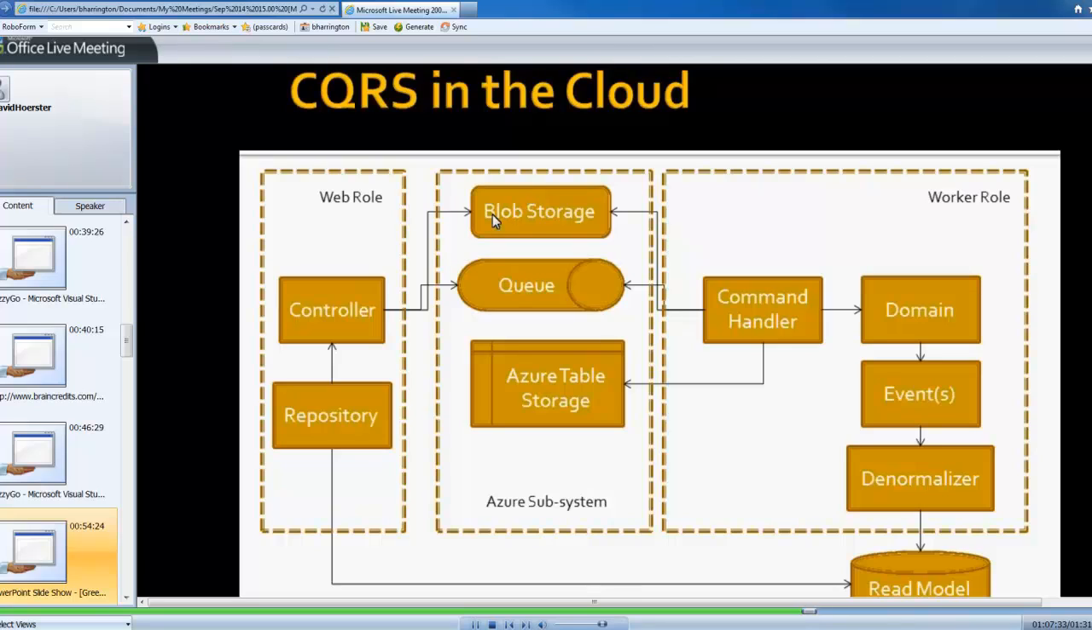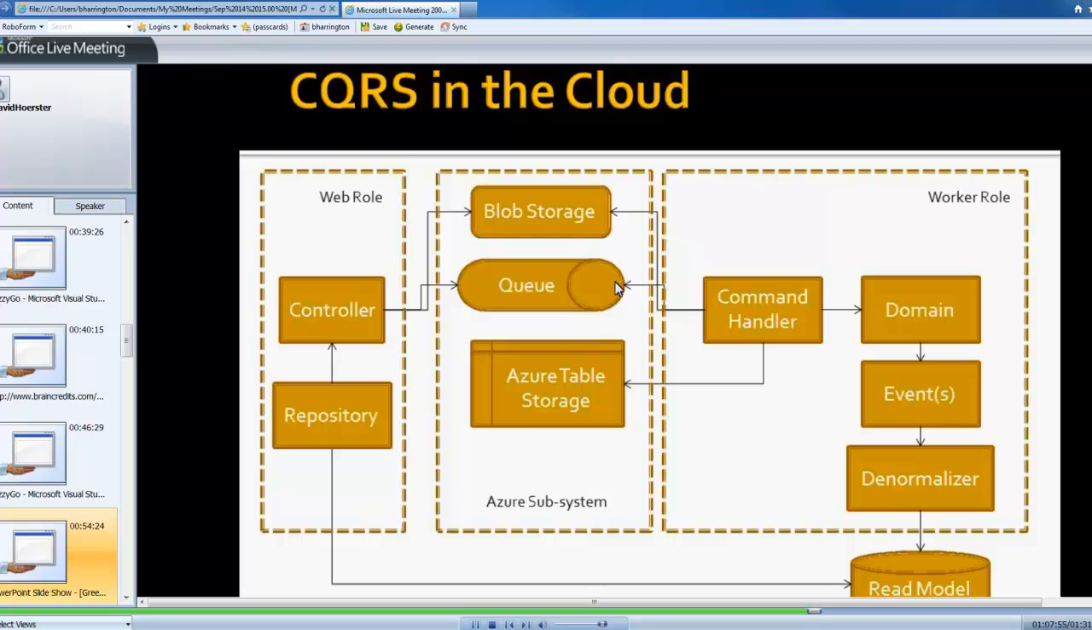Now I have my worker role running back here, monitoring the queue, and it's saying, do I have any work to do? Eventually, when it wakes up and looks in the queue, it sees the queue message, picks it up, and says, oh, I have a command I need to process, and it's in this blob ID.